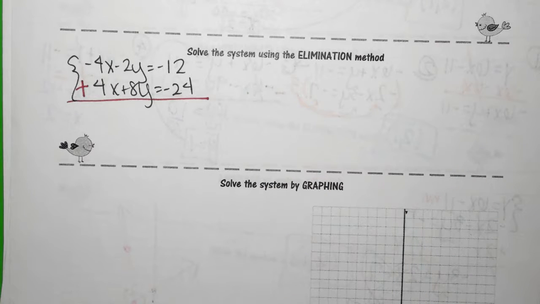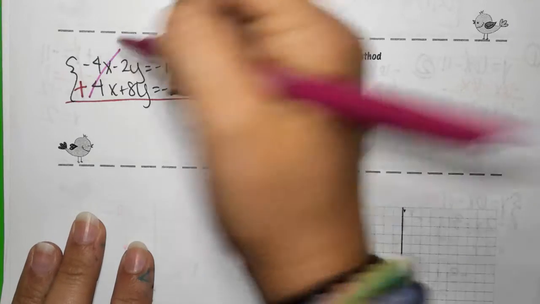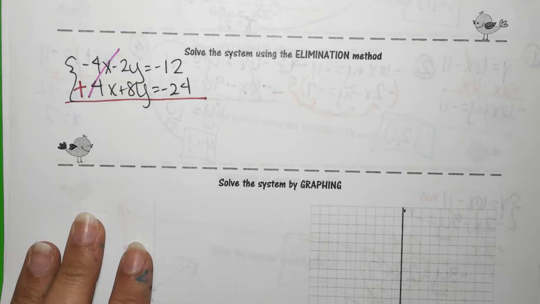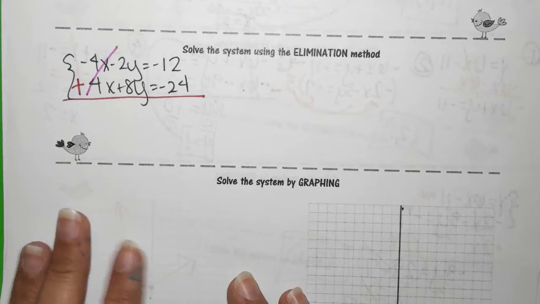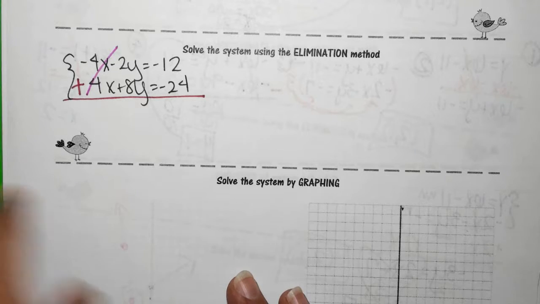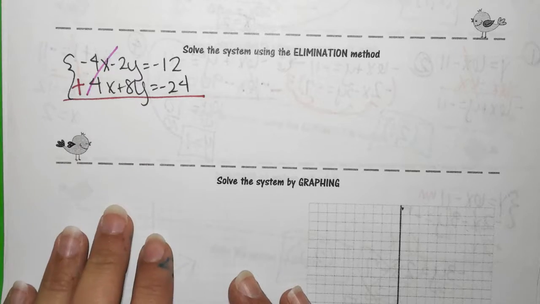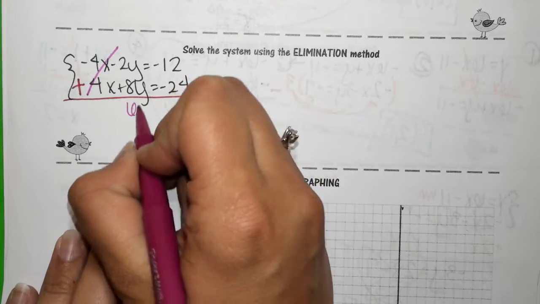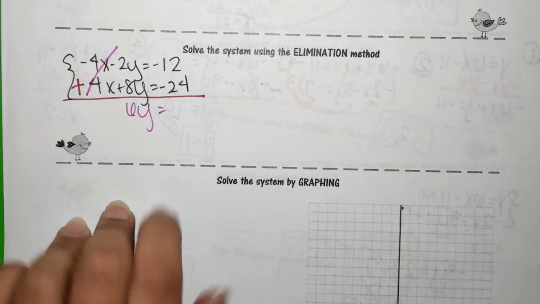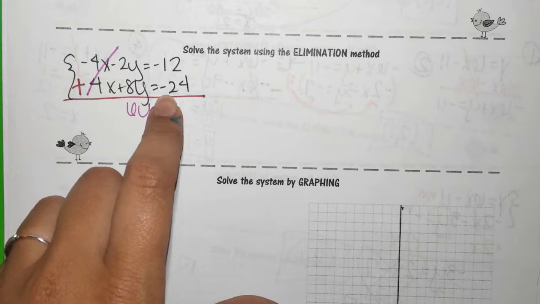What's negative 4x plus 4x? What did I just ask you? What's negative 4x plus 4x? Thank you. All right, what's negative 2y plus 8y? 6y. All right, what's negative 12 plus negative 24?